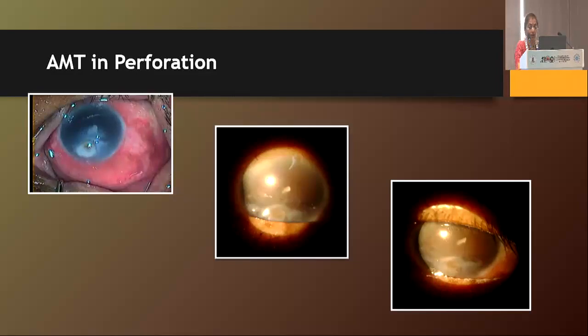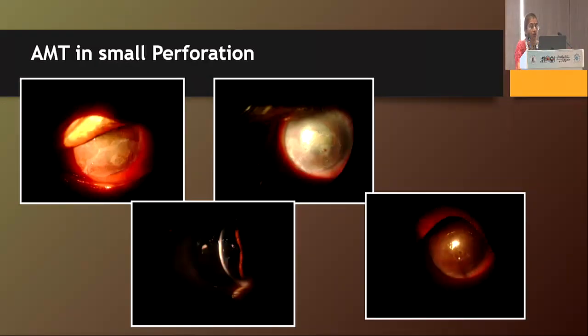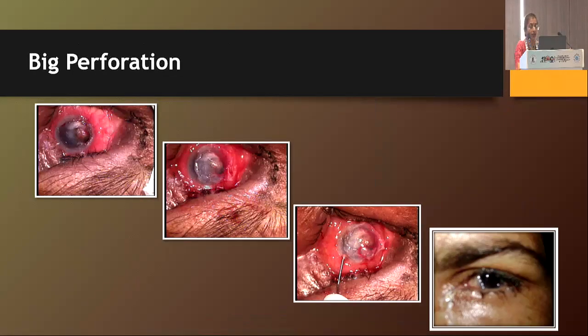In this case, after complete healing, only the cataract is there. If you operate on the cataract, the patient can regain vision. In a few more cases, here also you can see there is good achievement of corneal thickness. So with amniotic membrane, it's not only the healing, but you can also get the thickness.